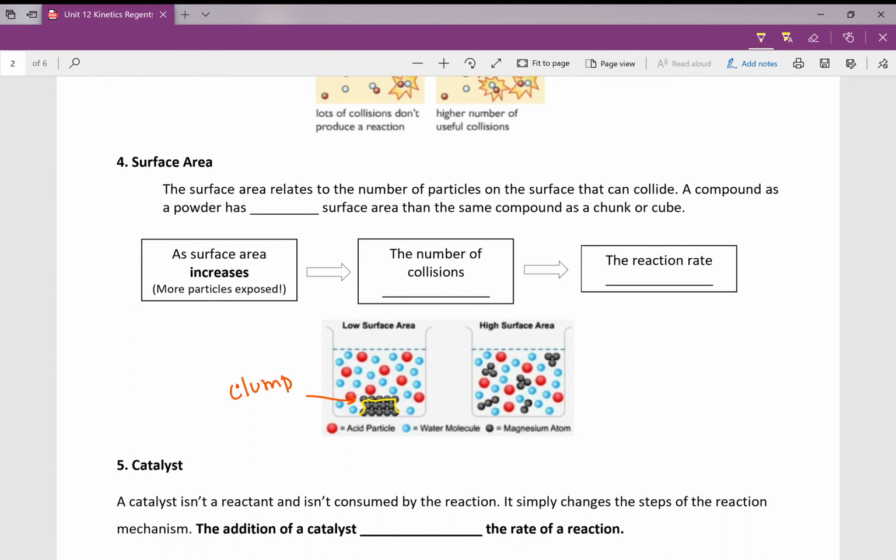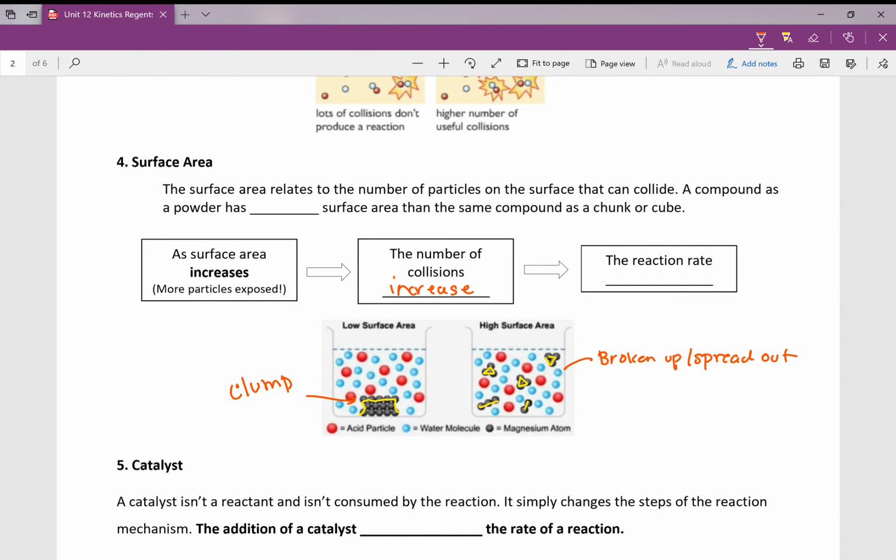However, if I break it up, okay, so I break up the particles, they're spread out. So maybe this would be making a powder of it or cutting up the little strips into various pieces. Once you do that, then look at how they're exposed. All particles are exposed and can result in a collision. Okay, so whenever you increase surface area, you're going to be increasing the number of collisions. So this will be increase.